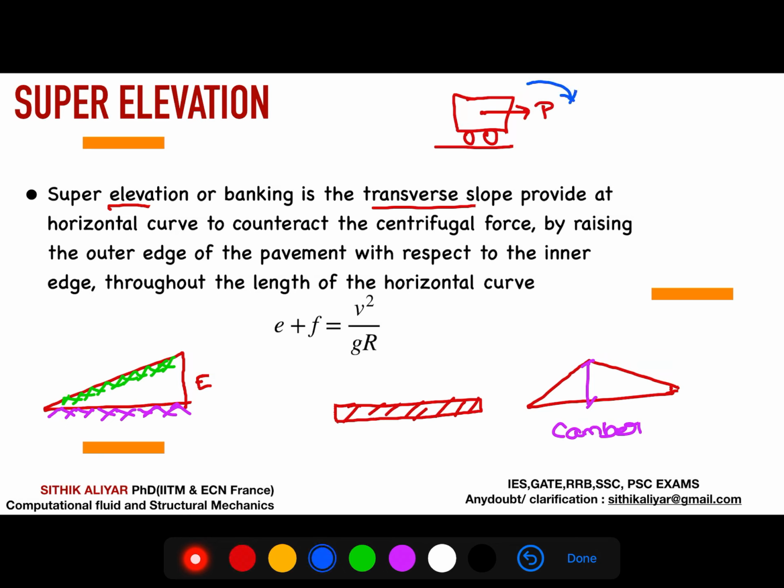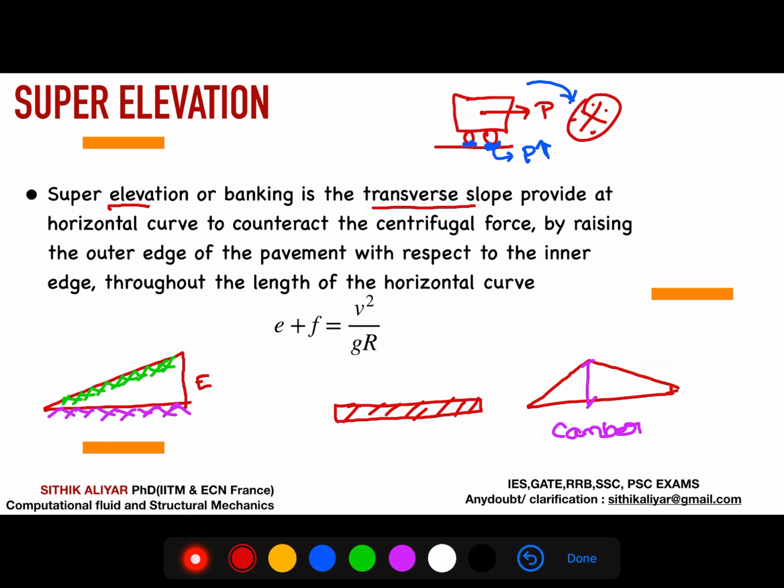Whenever your vehicle is traveling on a horizontal curve, the outer wheel will always experience the high pressure. The pressure will be very high because more load is acting on that tire compared to the inner wheels. Coming back to the super elevation, we will see in detail in the next 2 or 3 slides how this super elevation will help us.